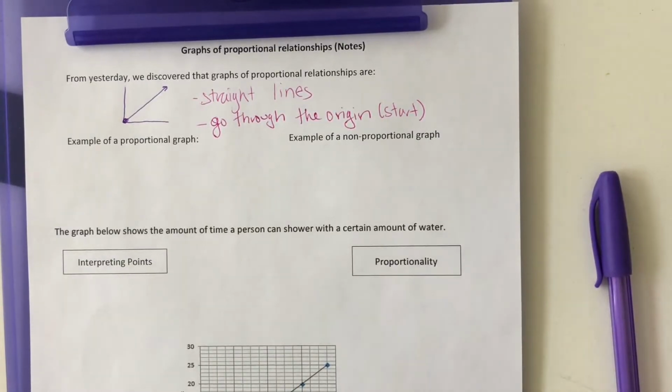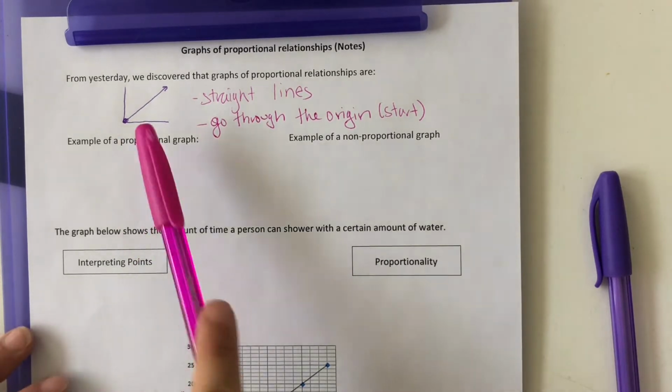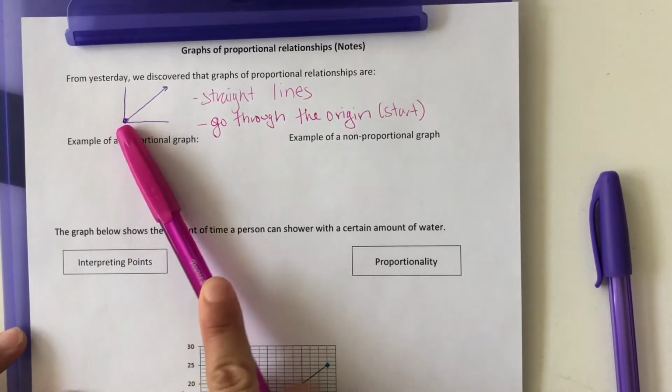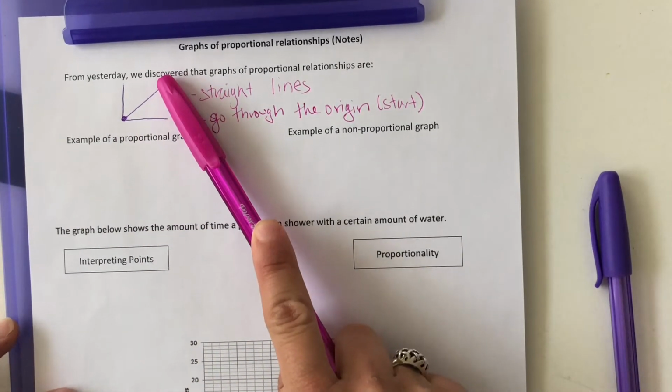All right, so this video is going to look at graphs of proportional relationships. Yesterday in class we looked at some graphs and tables for some robotic balloon popping dogs, and we figured out that the only dog that had a proportional relationship between time and number of balloons popped was the dog who started with 0 balloons at 0 seconds and continued popping at a consistent rate.